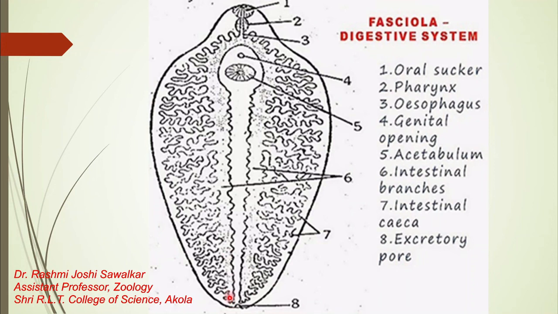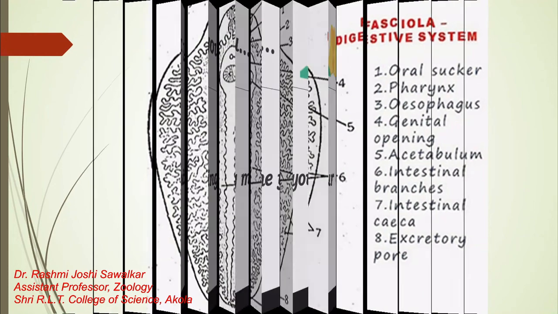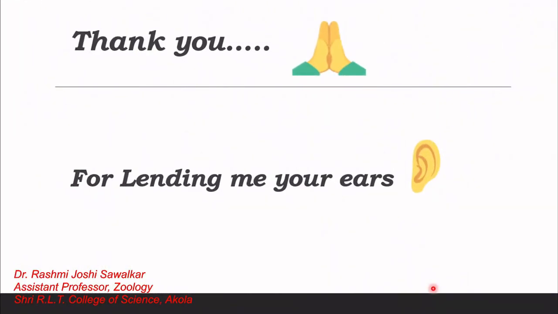Here the digestive system closes, and at the posterior end here is the excretory pore. So friends, I think you have now understood the structure and functions of the digestive system of Fasciola hepatica.